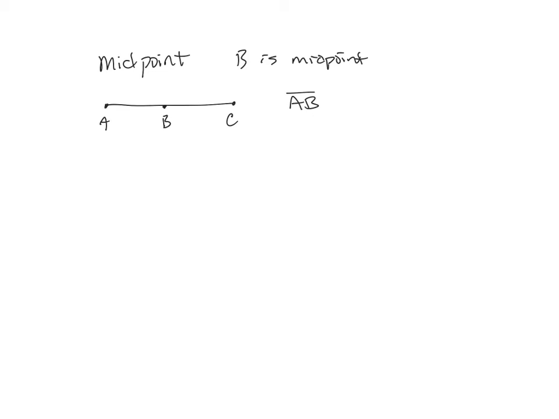So one of the things that could be told is midpoint. If it said that B is a midpoint, then your conclusion is AB is congruent to BC. And so you would have said a side of a triangle is congruent at that point. Okay?